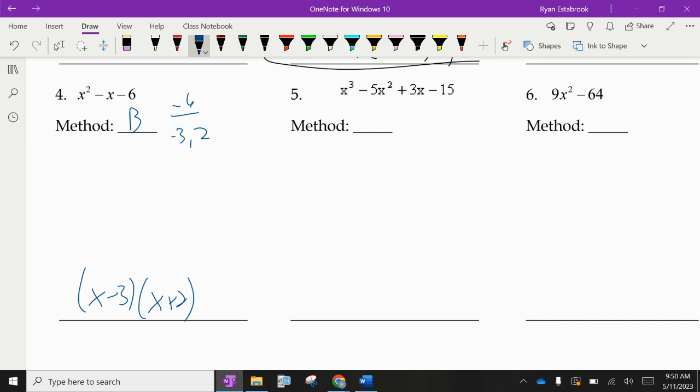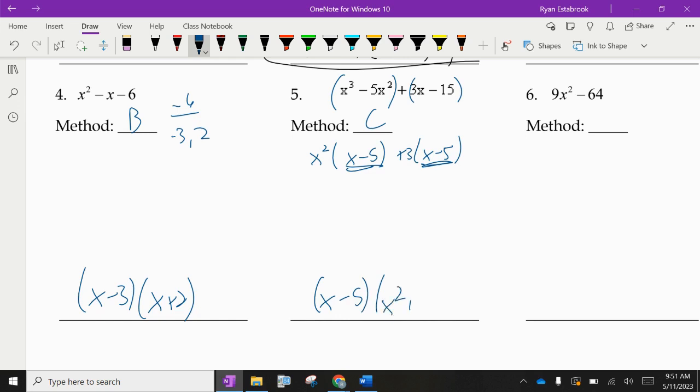Why is it this method? Because there's 3 terms. Quadratic x squared, there's nothing in front of this one. It's like a 1 right there. Number 5 is grouping. I think that was letter C. Group, group, group, group. The first GCF is x squared. The second GCF is 3. The terms on the inside are the same. So we're going to have x minus 5 times x squared plus 3.